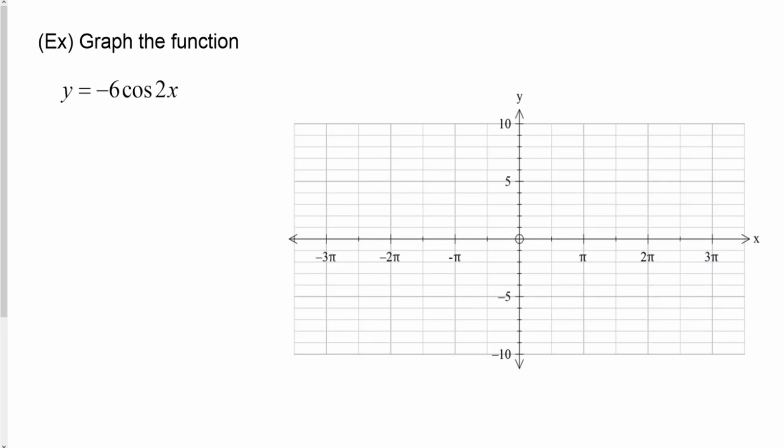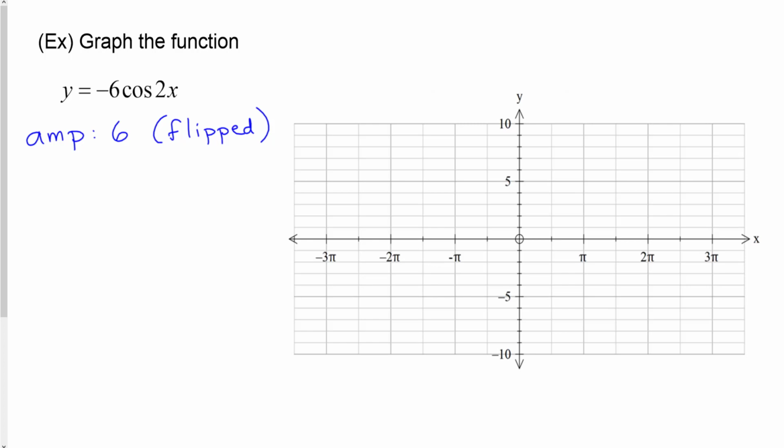Okay, the next example is to graph the function y equals -6 cosine 2x. The things that I want to do first off are identify the different changes that are occurring. So I notice that I have an amplitude change. The reason I know is because I have this multiplier of -6 on my trig function. So that means my amplitude is going to be 6, but because it's negative, I need to make sure to remember to flip the graph in the end.